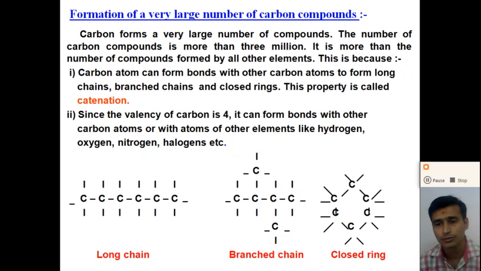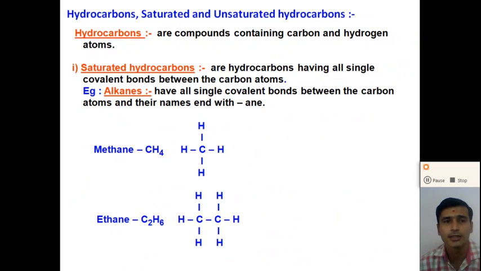So understand, dear student. Now we will see the carbon compounds, right? Different carbon compounds. The first carbon compound is the hydrocarbons. Hydrocarbons are compounds containing carbon and hydrogen atoms. So what do we mean by hydrocarbon? Hydrocarbons are carbon compounds in which the carbon atoms make covalent bonds with hydrogen atoms only. So hydrocarbons are compounds containing carbon and hydrogen.